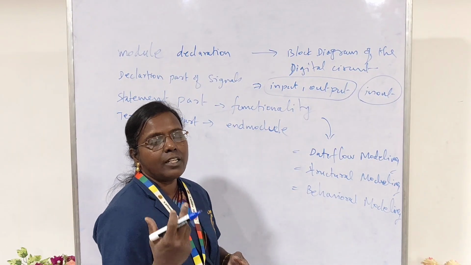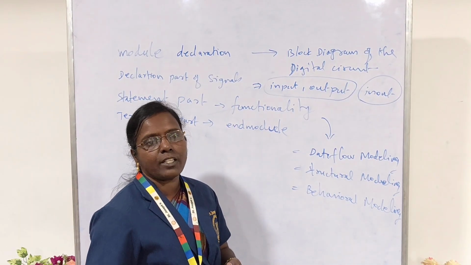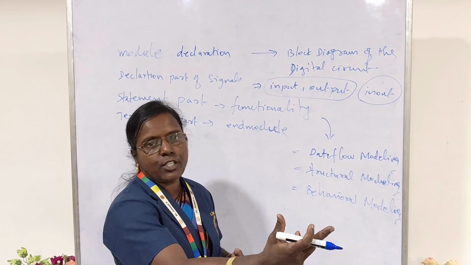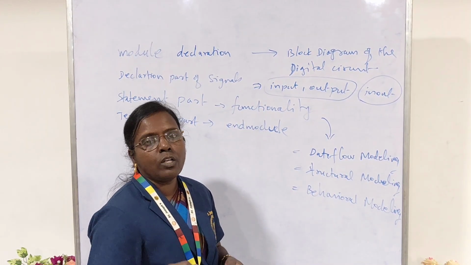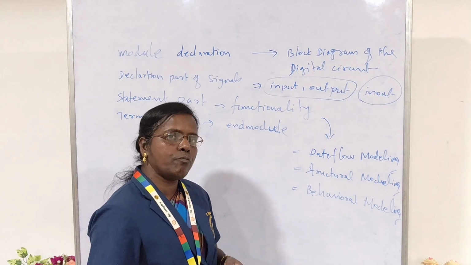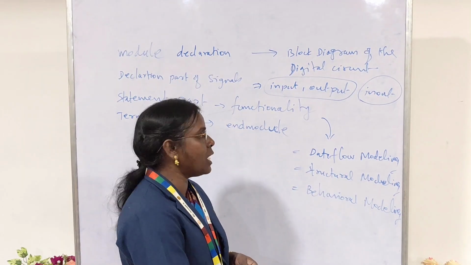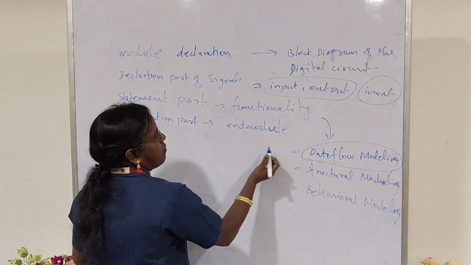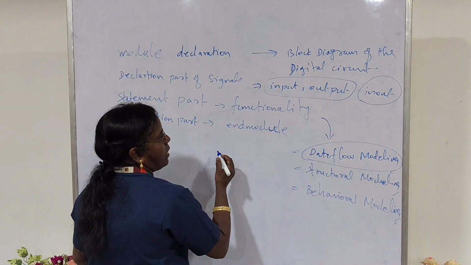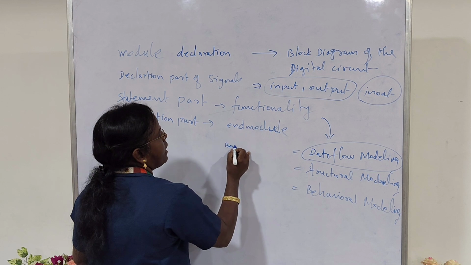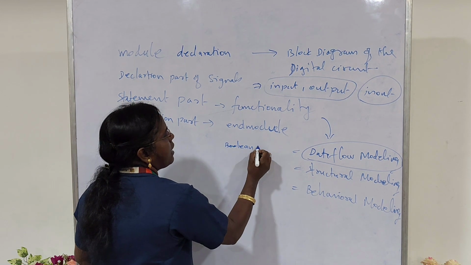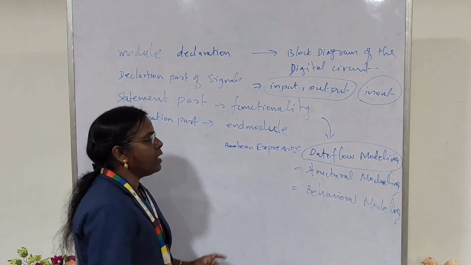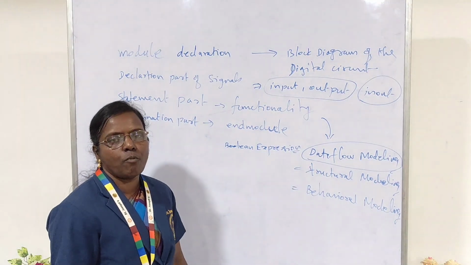So here the data is obtained from the external world, it is manipulated, and then it is transferred to the output terminal. This is how the data is flowing from the input terminal to the output terminal. That's why it's called data flow modeling. So here we can implement this by using the Boolean expression. The Boolean expression can be simply implemented in data flow modeling.